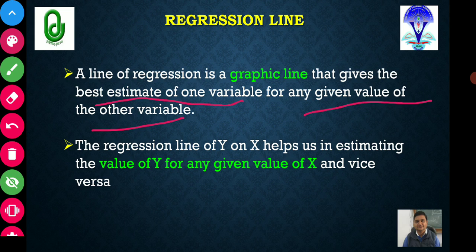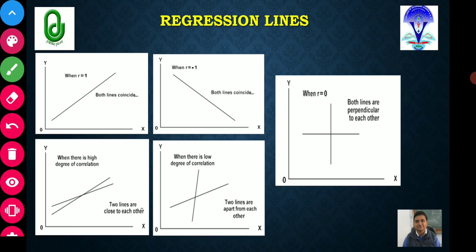The regression line of y on x helps us in estimating the value of y for any given value of x, and vice versa. So with the help of the regression line, we will be able to find the value of y for any given value of x. So here we will be seeing examples of regression lines. So these are the regression lines.